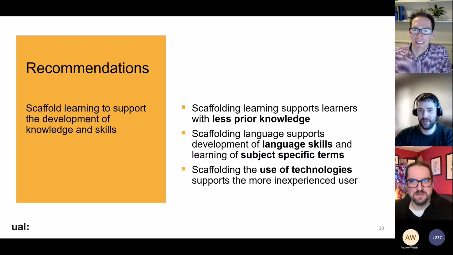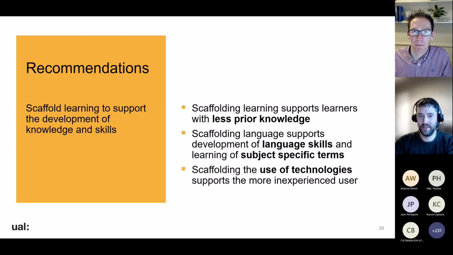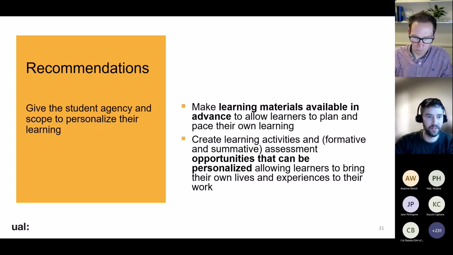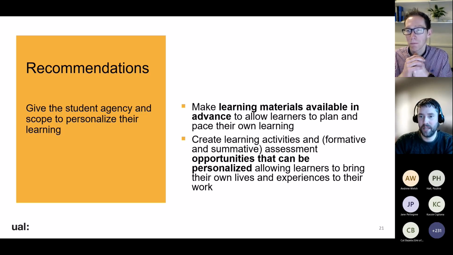Yeah, the other point about scaffolding was the way that scaffolding and the use of technologies for students that are less experienced or familiar with them. So the next recommendation is to give students agency and scope to personalise their learning. So, for example, this is things such as making course content available in advance so students can plan ahead and also work at their own pace, and designing activities and briefs to encourage students to bring their own experiences, lives and interests into their work.